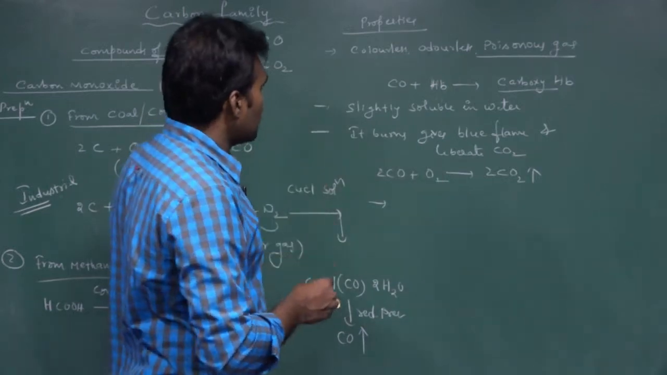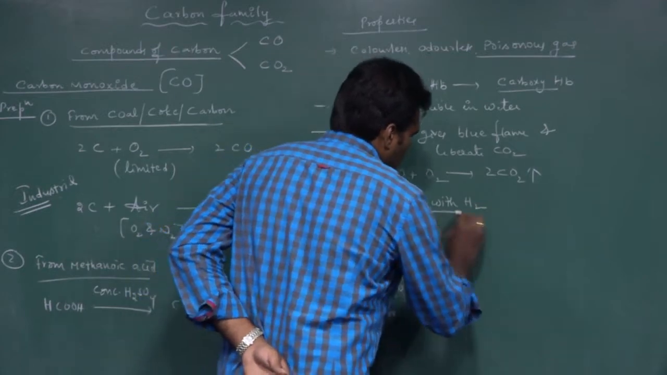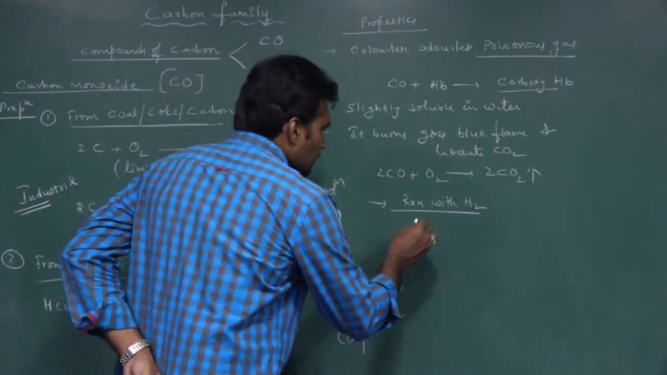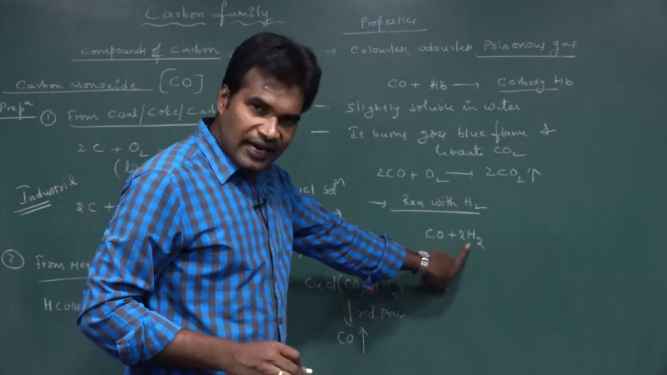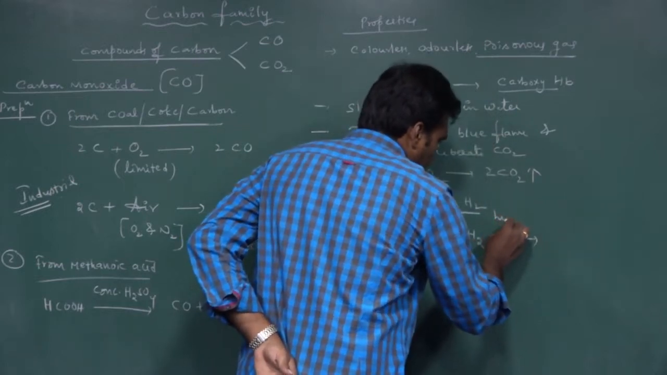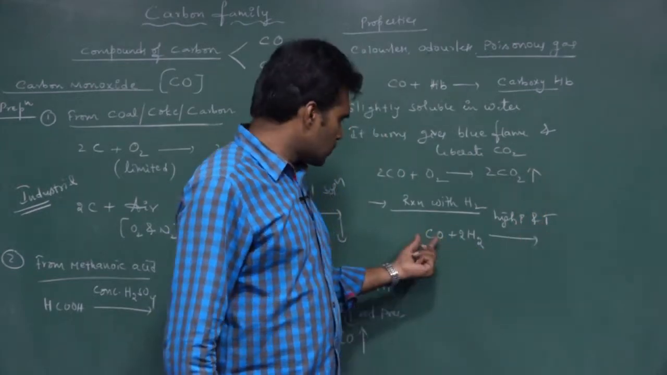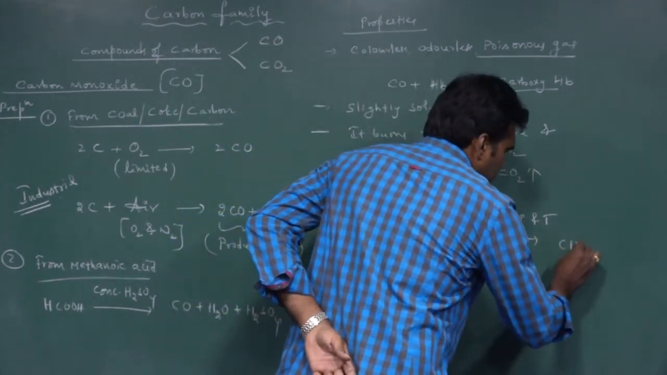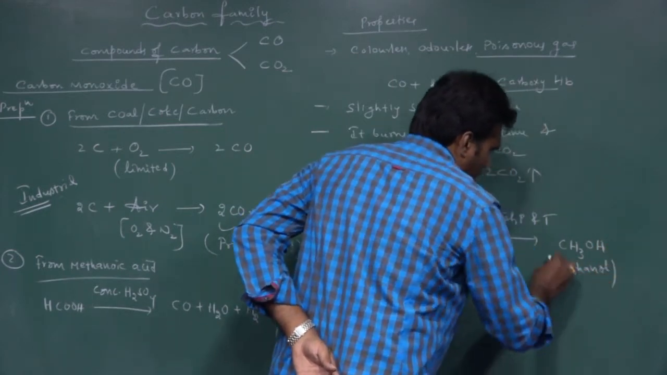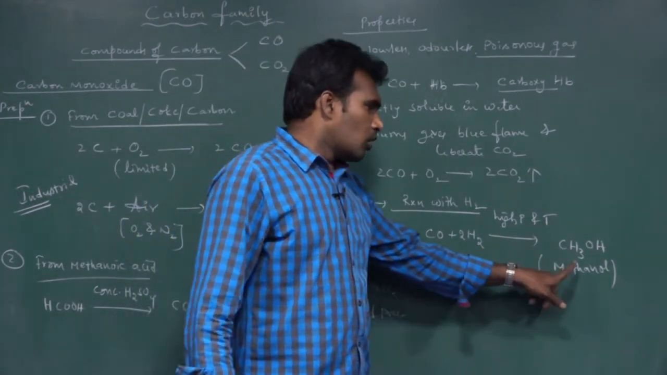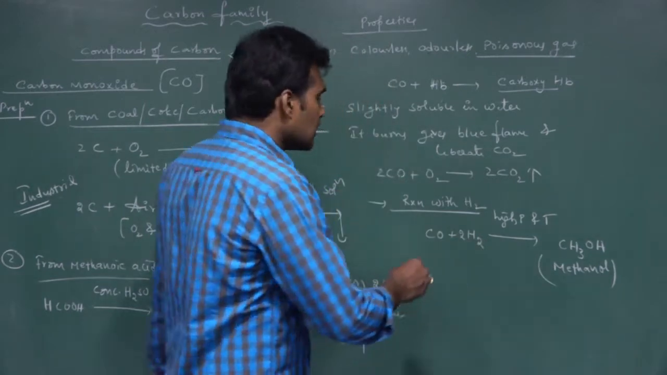Next one, carbon monoxide reaction with hydrogen. When carbon monoxide reacts with hydrogen at high pressure and high temperature, what happens? We get CH3OH, that is what we call methanol. Because of that only we call this mixture of carbon monoxide and hydrogen syngas.